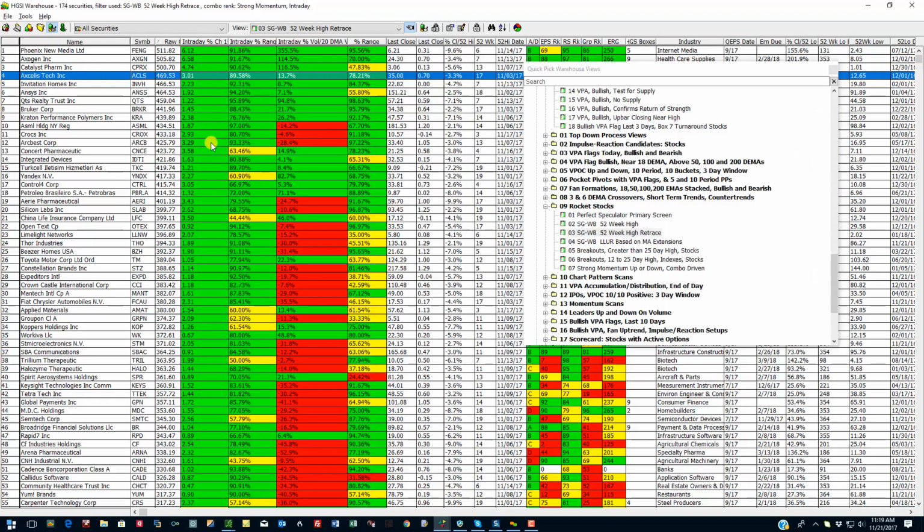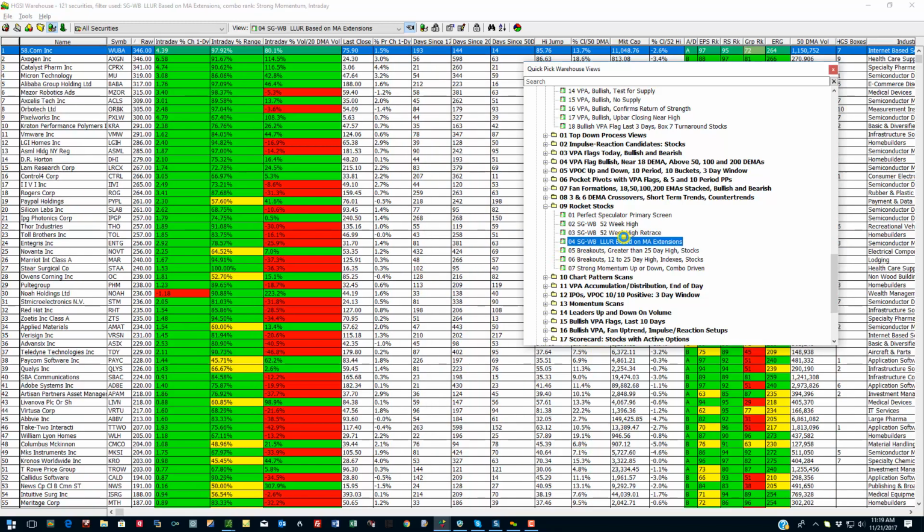And then with the intraday, once again, you can see the strong momentum is on here. The intraday filter is going to pull it to the top. So there's just all kinds of ways to look at the market depending on what you like. If you like LOURs only based upon the moving average extensions, a lot of people just like to trade this view only.